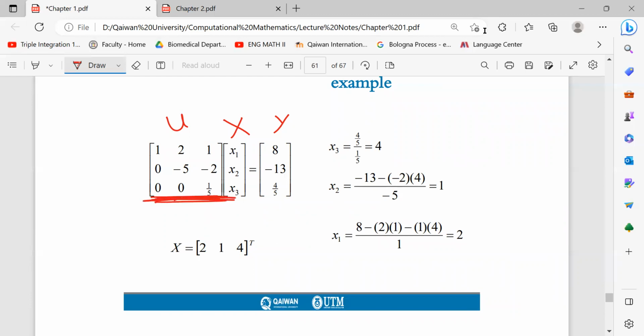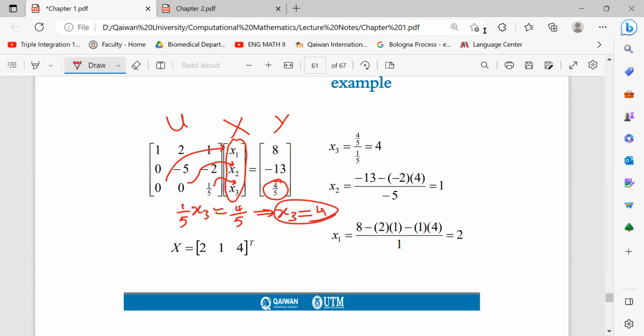Multiplying this row by x1, x2, x3, what do we get? We get 0 times x1 plus 0 times x2 plus 1 over 5 times x3. We get 1 over 5 x3 is equal to the last element here, that is 4 over 5. So multiplying both sides by 5, we get 4. This is x3. x3 is 4.